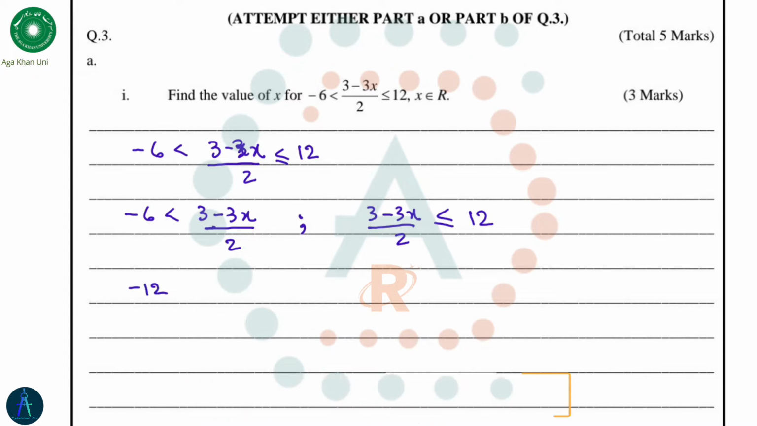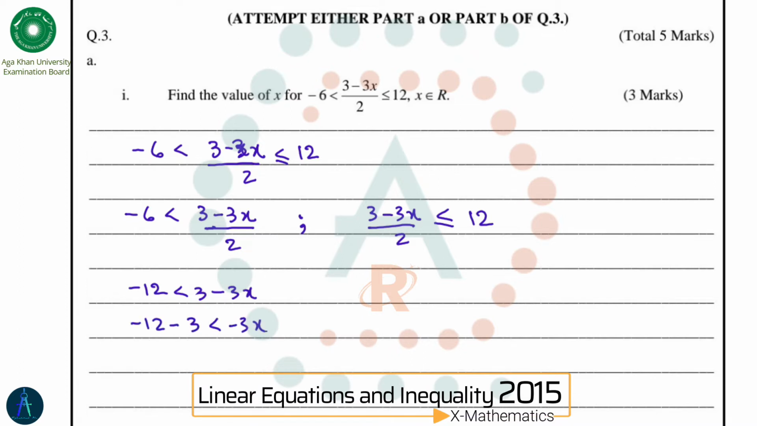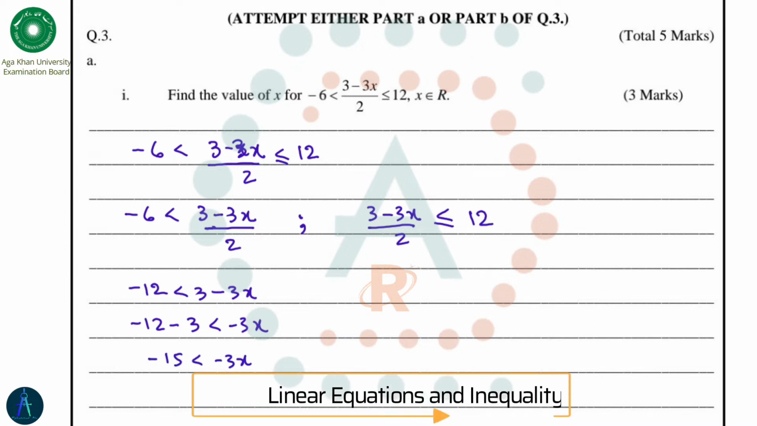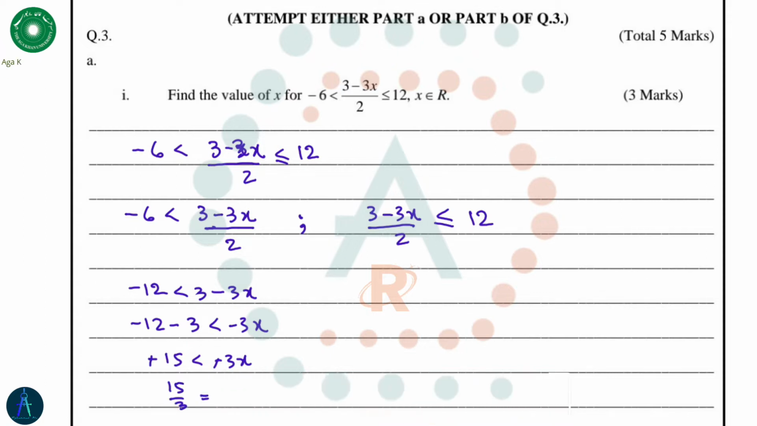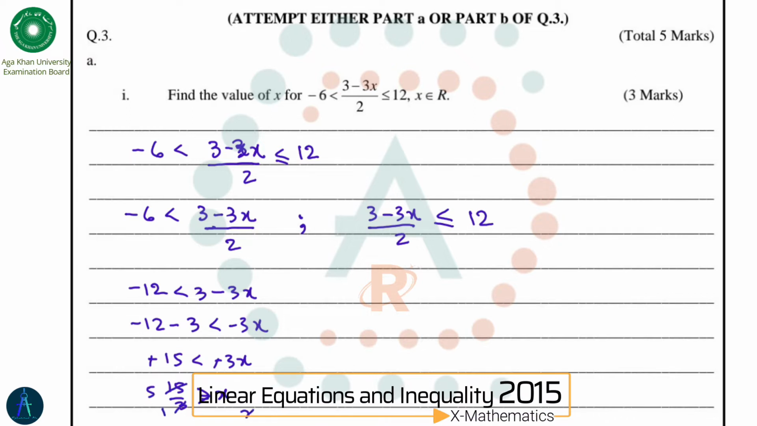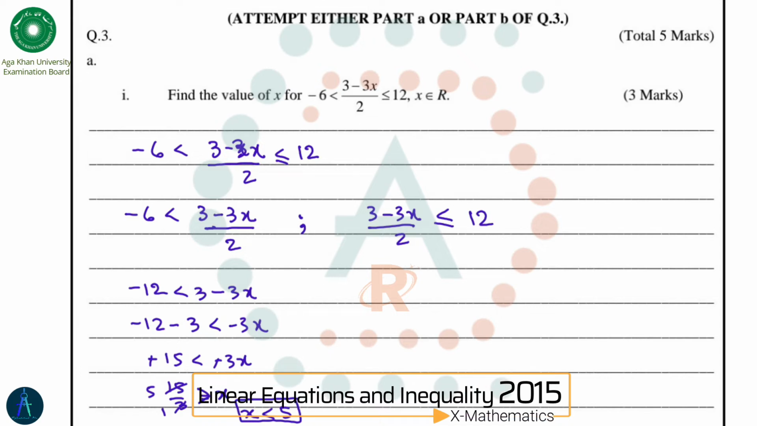We will get -12 less than 3 minus 3x, -12 minus 3 less than minus 3x, -15 is less than minus 3x. So माइनस माइनस कैंसल आउट हो जाएंगे, साइन रिवर्स हो जाएगी. 15/3 is greater than x. So in this way 3 1 is 3, 3 5s are 15. So x is less than 5. This is the first solution of this inequality.